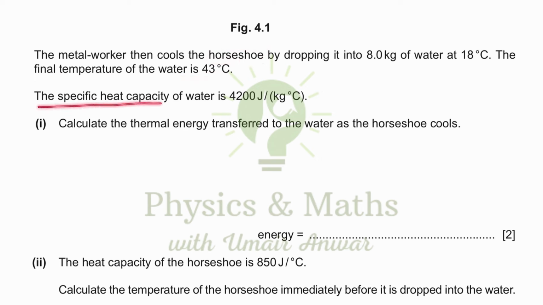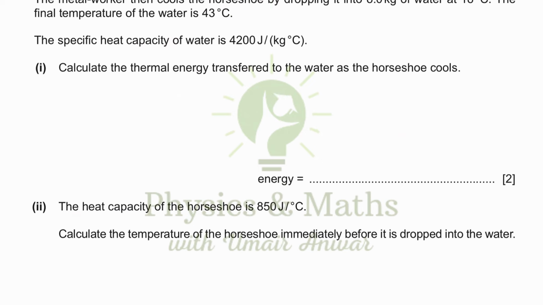The specific heat capacity of water. The specific heat capacity is the amount of energy which is required to raise the temperature of 1 kilogram of a substance. So for water it is 4200 joules per kilogram per degree centigrade. Calculate the thermal energy transferred to the water as the horseshoe cools and loses its energy to the water. Now the energy transfer formula is Q equals m c delta T.